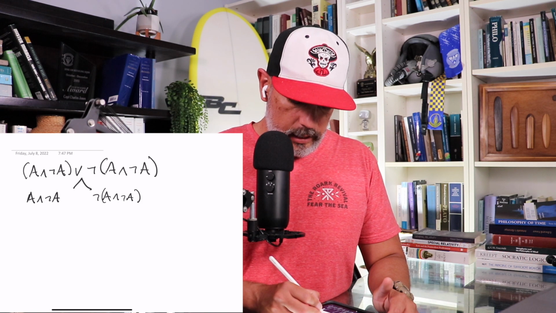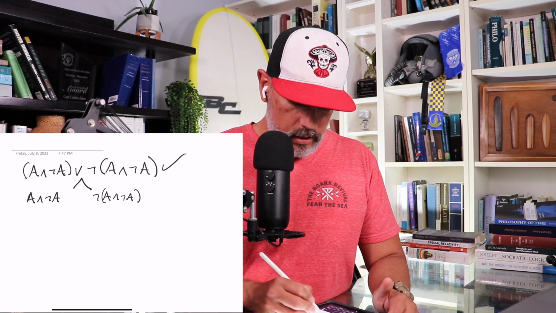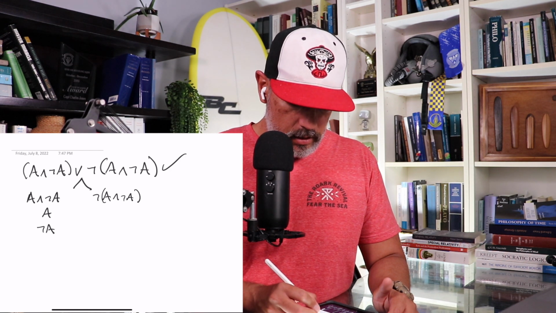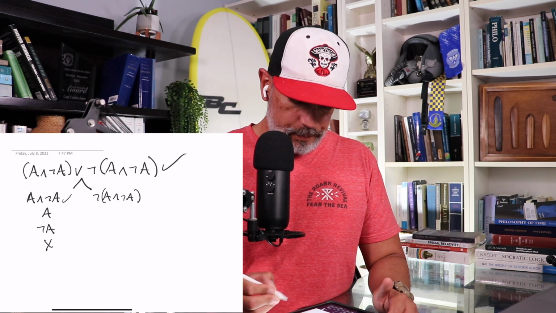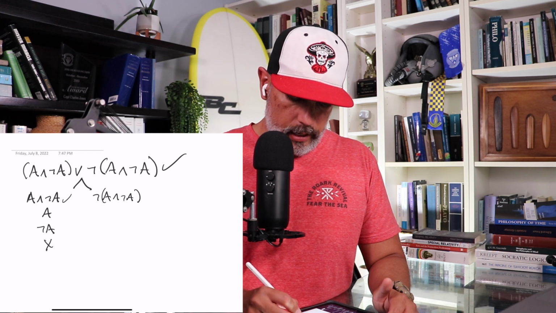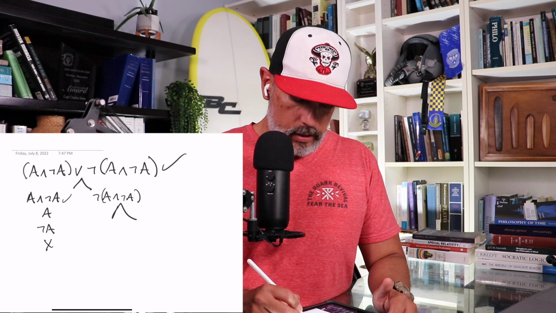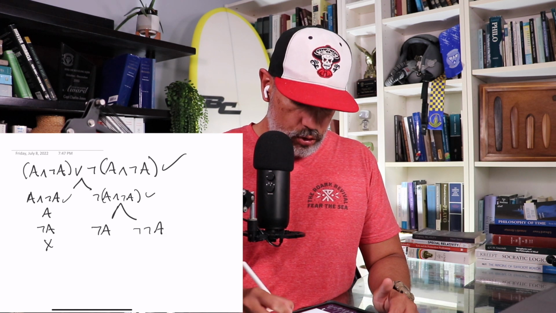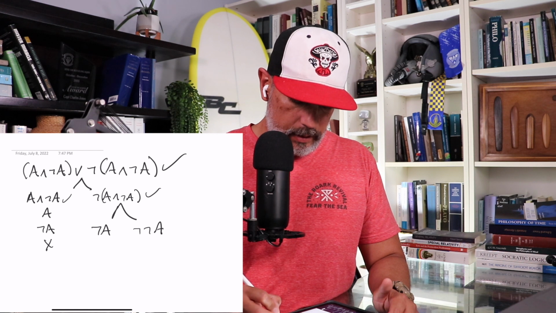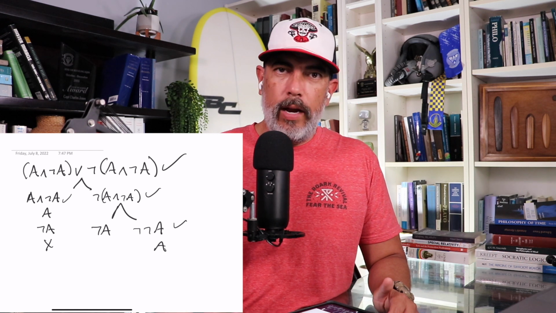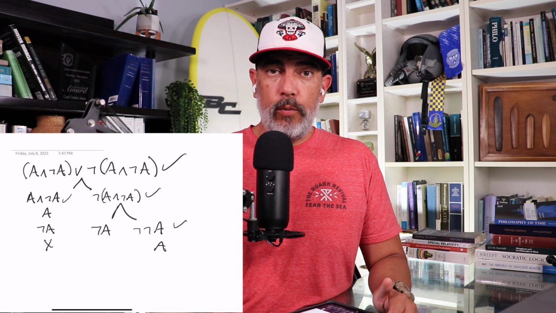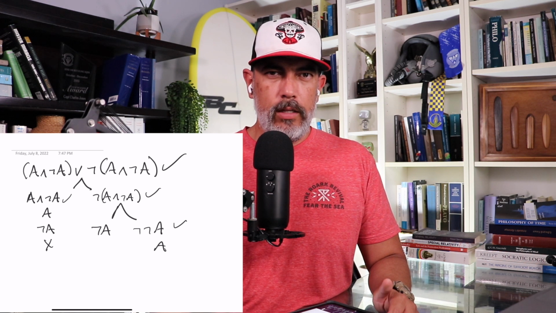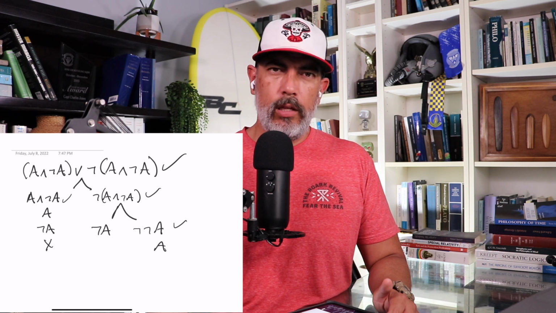And then on the left, we have the A, not A, check. We have a contradiction. On the right, we have not A, not A, check. And then that not A turns into an A. So on the right, we have two open branches. On the left, we have one closed branch. So even though this is a tautology, our truth tree shows a closed branch.